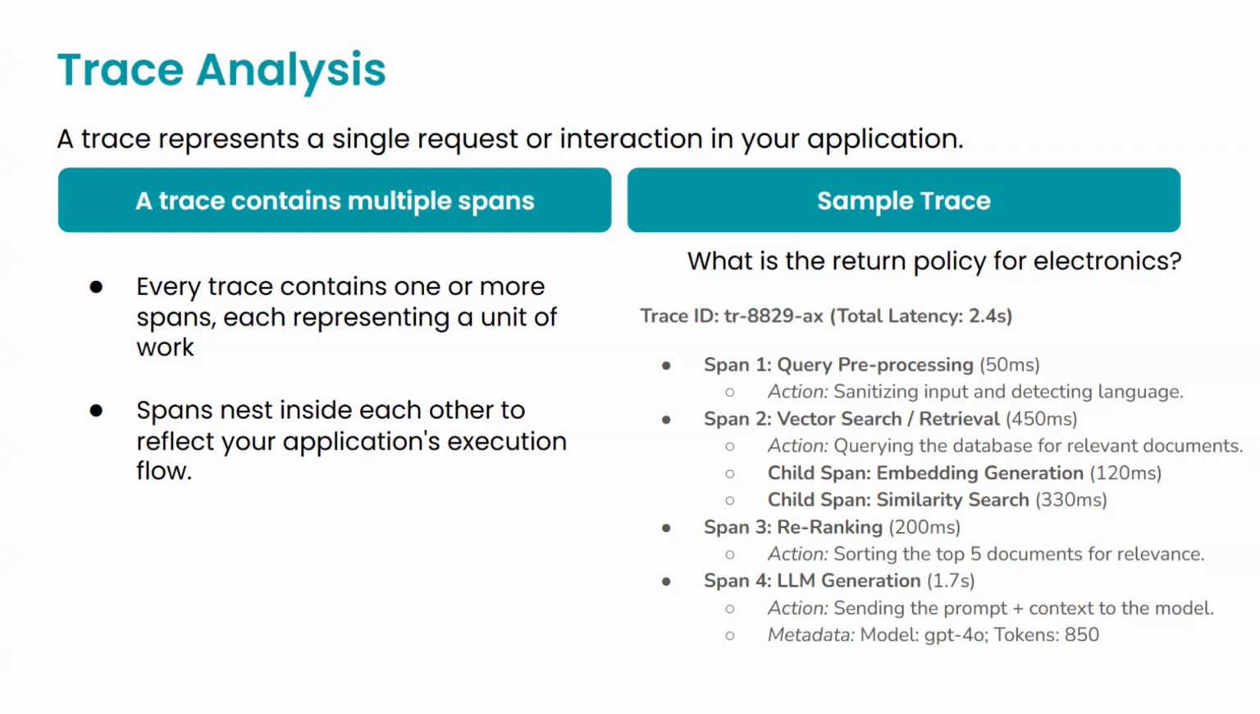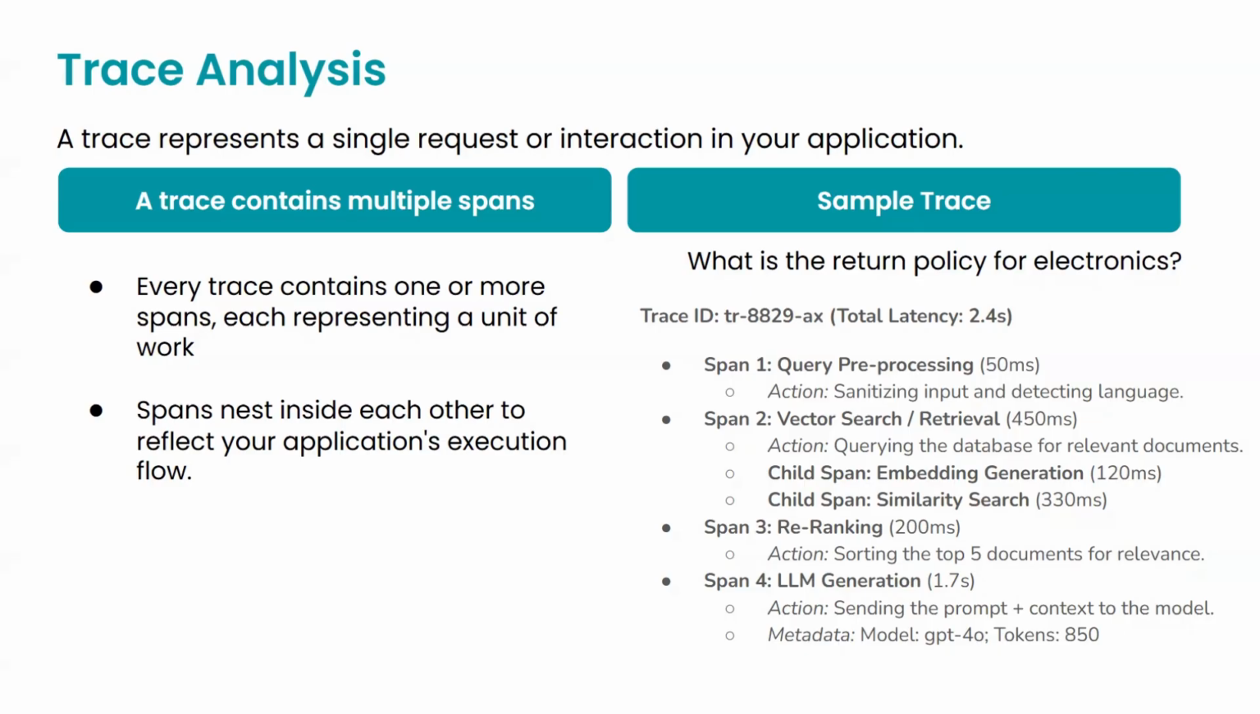Span 4 is LLM generation. This is the most time-consuming step, which takes roughly 1.7 seconds. Here, the prompt along with the retrieved context is sent to the model and the final response is generated. You also see metadata here, like the model used and the token count.